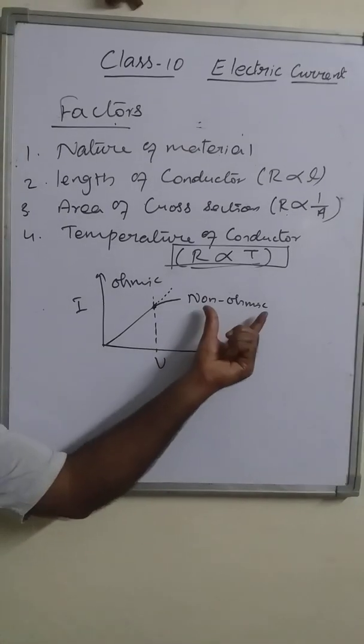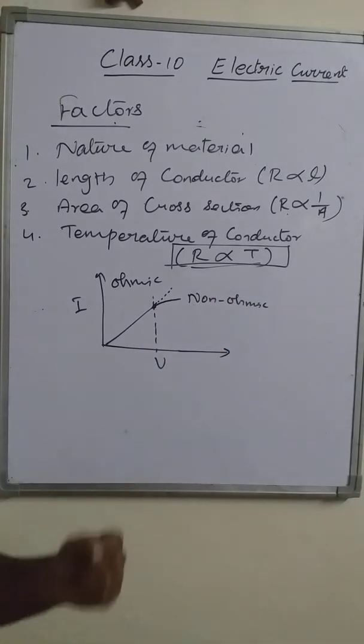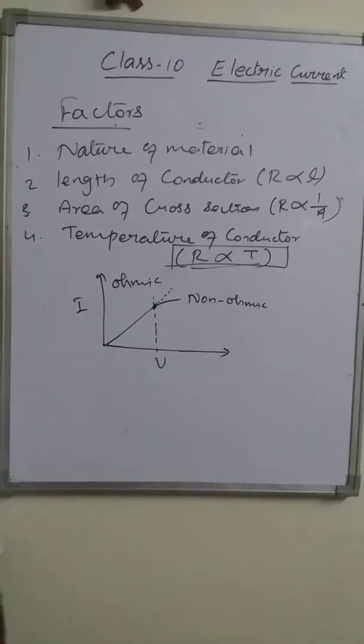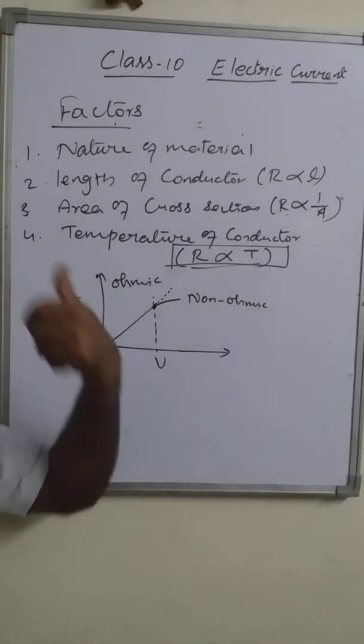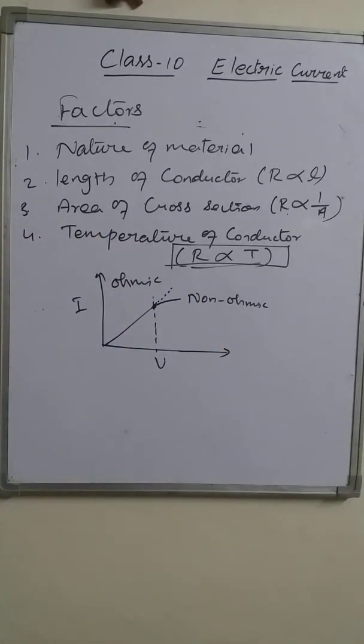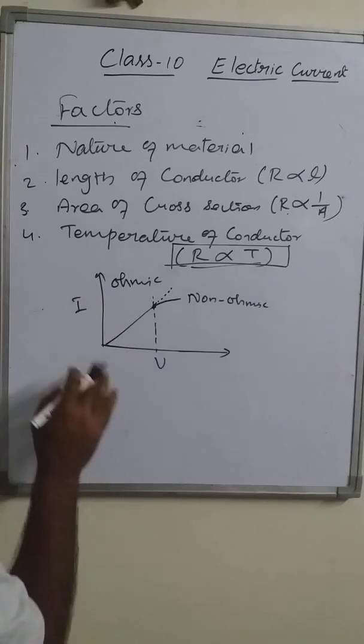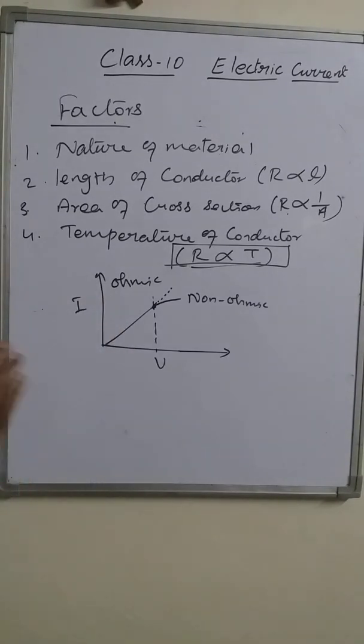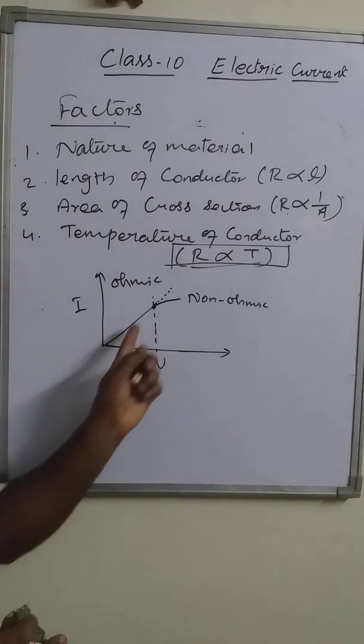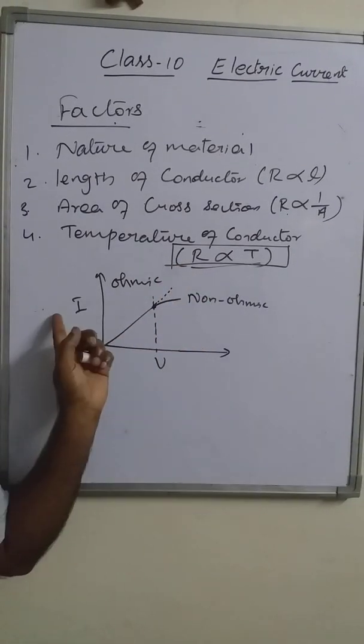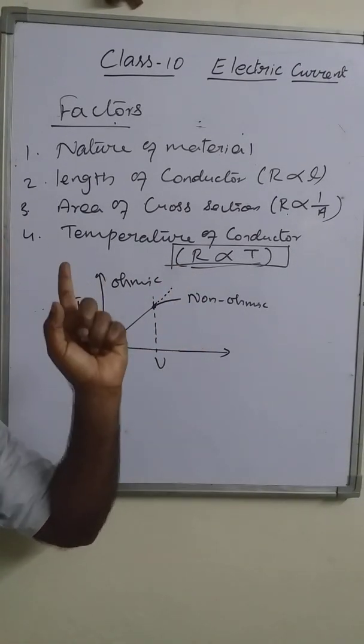There are some conductors which do not obey Ohm's law from the beginning itself. That we will discuss in the higher classes. Here it is not required. So we can say that Ohm's law is not a universal law, because the graph is not always a straight line. V is not always directly proportional to I.